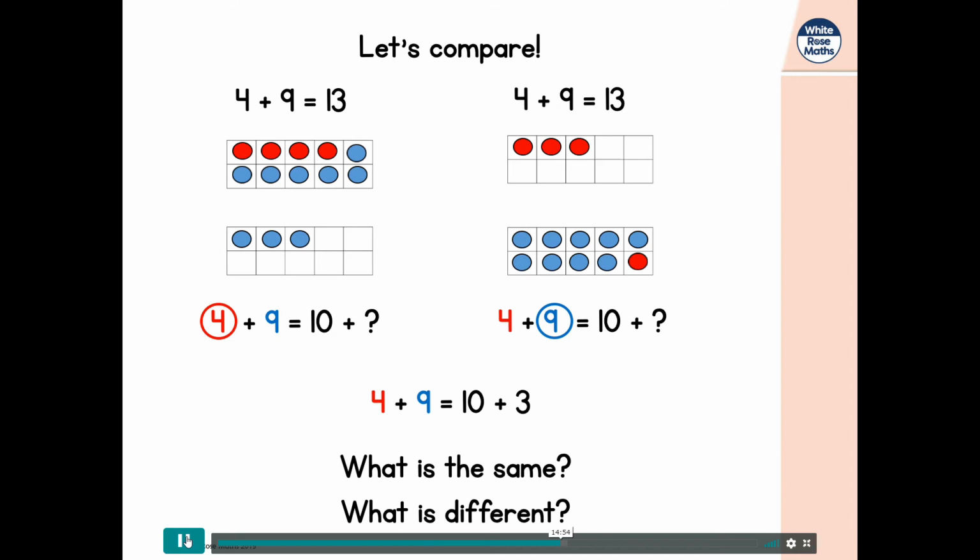Which one do you prefer? Which one would you use? Personally, when I'm doing the Make 10 strategy, I like to use the quickest one. Which one was the quickest? The first one or the second one? Exactly, the second one. We only had to move one counter. Think about that when we keep going. Which number will you use to make 10?